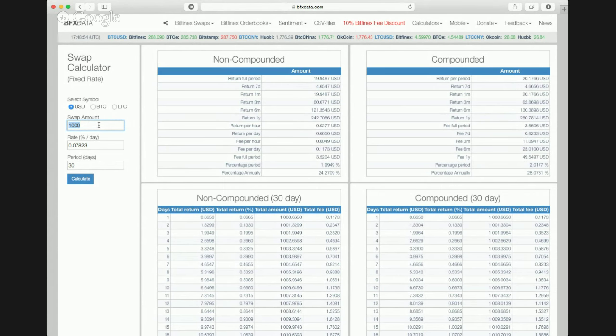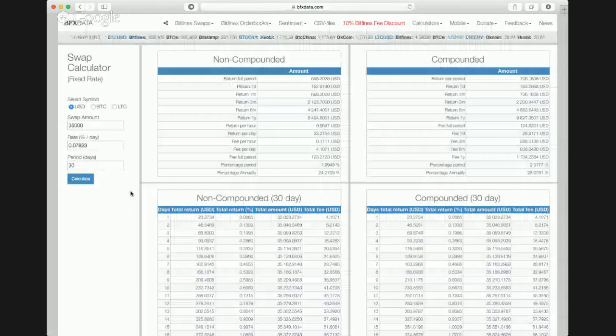But let's do some substantial number, because that is the best way to see. Let's say it's $35,000, all right? And there we go, calculate. Here we go. If you see on the non-compounded side, you'll be able to see that you have a few options. Return in 7 days, or return in a week. Return in a week, you're talking about almost $163 return. The return in a month, we're talking about almost $700 in a month.